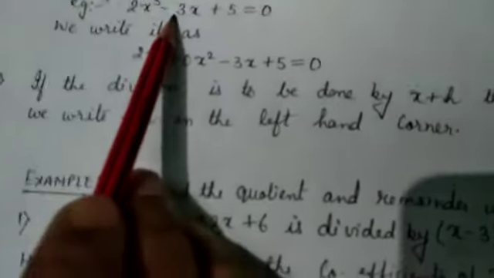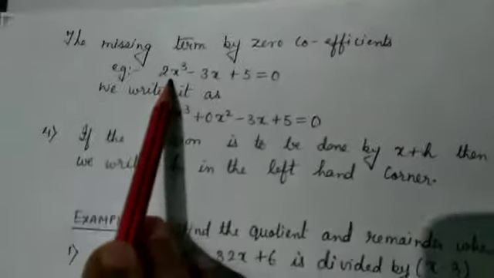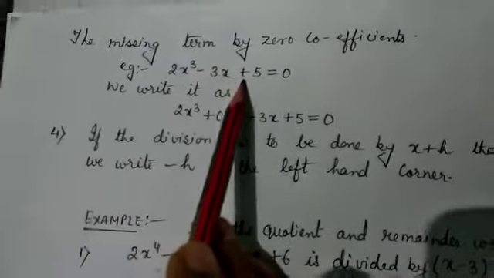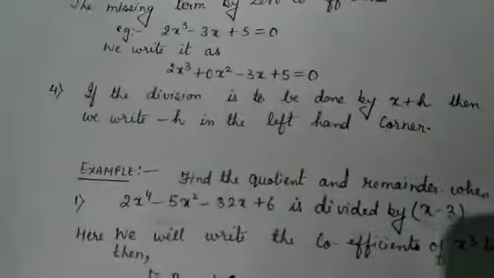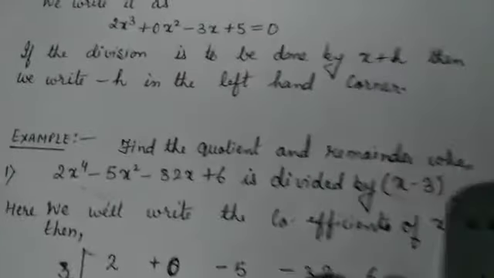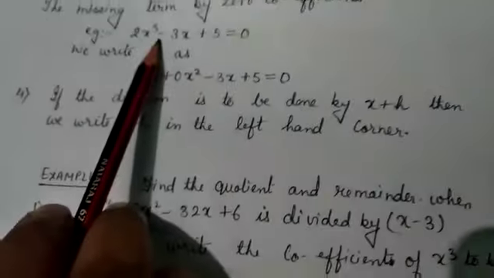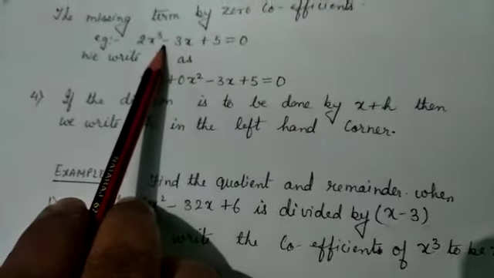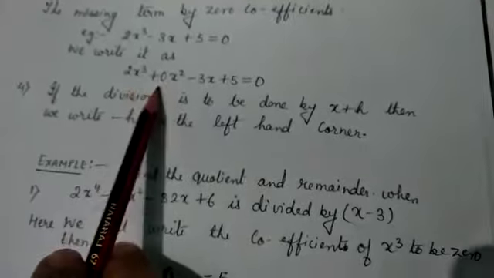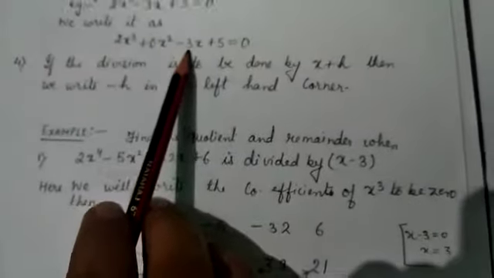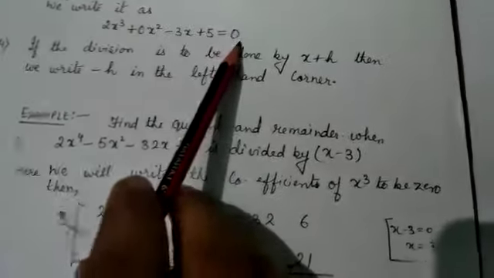For example, let us see one example. Here 2x cube minus 3x plus 5 is equal to 0. We write it as, here you can see that the coefficient of x square is missing. So we will write it as 2x cube plus 0x square minus 3x plus 5 is equal to 0.